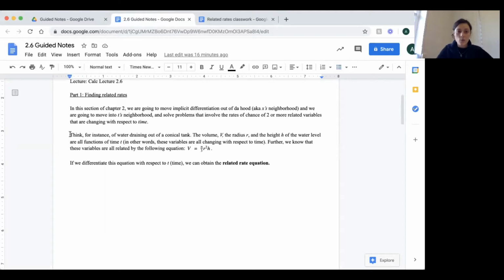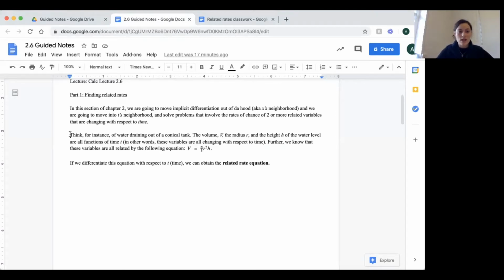Think, for instance, of water draining out of a conical tank. The volume, the radius, and the height of the water level are all functions of time. So these variables are all changing with respect to time. For instance, the volume at the starting time is going to be different than the volume 2 seconds later because water is draining out, right? So our volume is decreasing with respect to time. Further, we know that these variables are all related by the following equation: volume equals pi over 3 r squared h, okay?